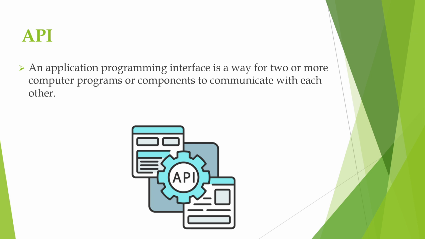API is an abbreviation of Application Programming Interface. API is a piece of software that enables communication between two software applications. Through this API, we can do data exchange between the two applications.